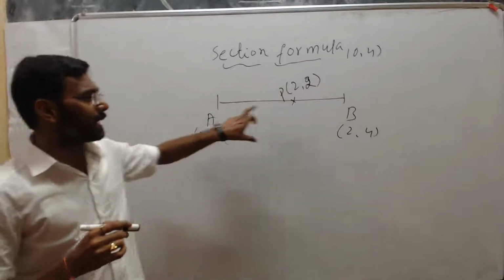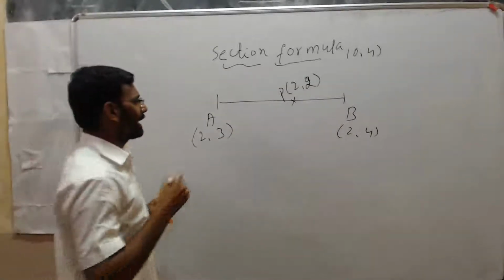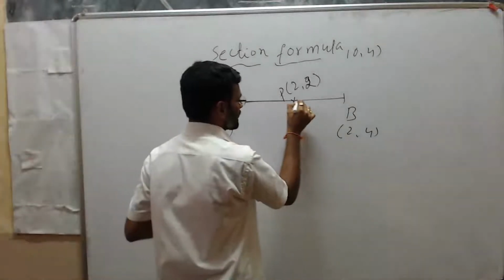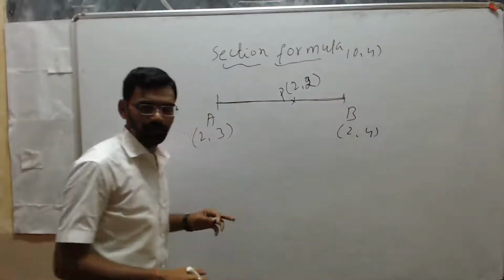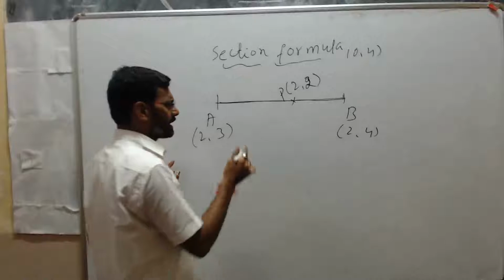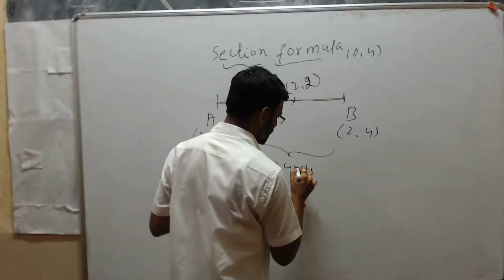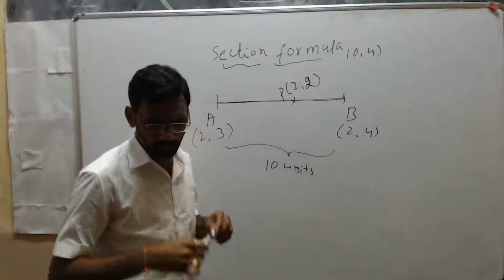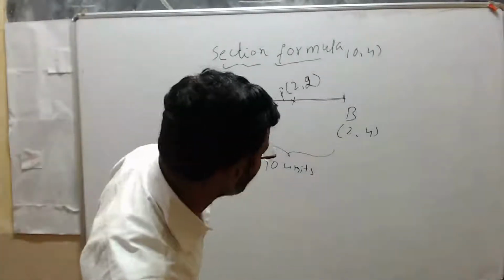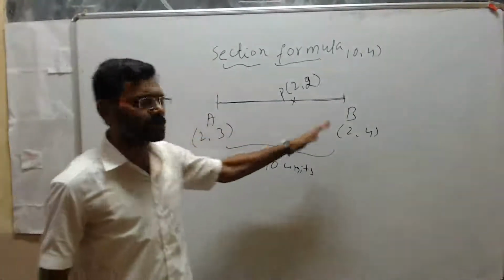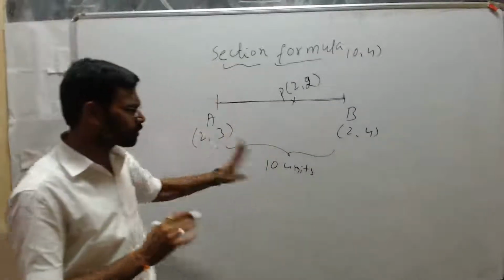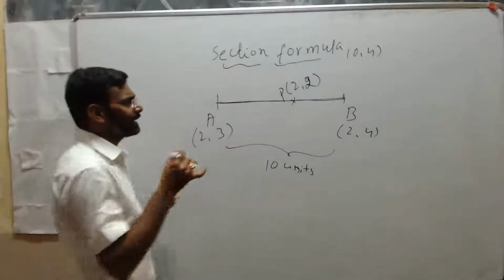AB is the line segment. Yes, we got the distance of AB. Just assume AB is 10 units. It may not actually come to 10, but no problem, we just assume 10 units, because if we take the x1 y1 x2 y2 values it may come out different.